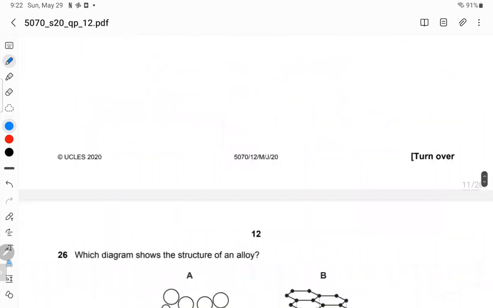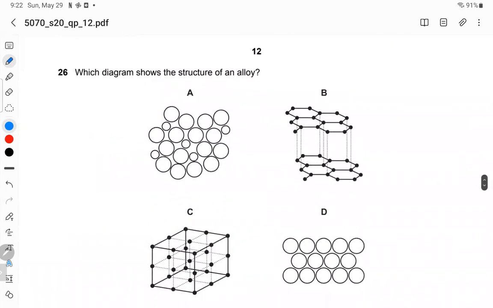Okay. Now question number 26. Which diagram shows the structure of an alloy? Yes, I think it is the easiest one. Who can tell me the correct answer? Sir, A. Yes, very good.